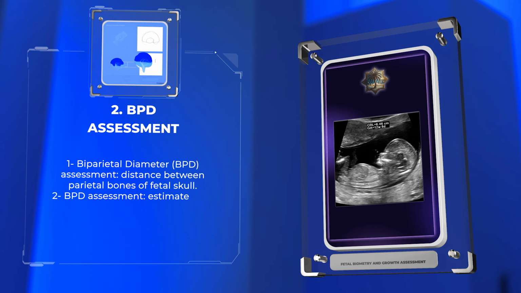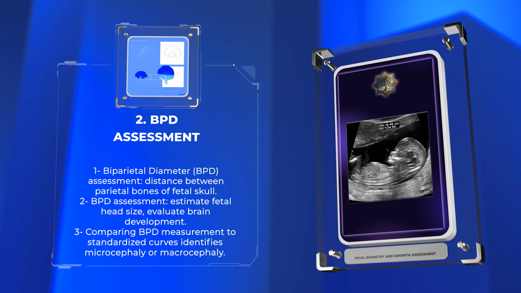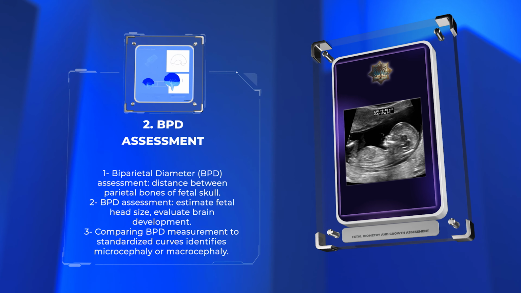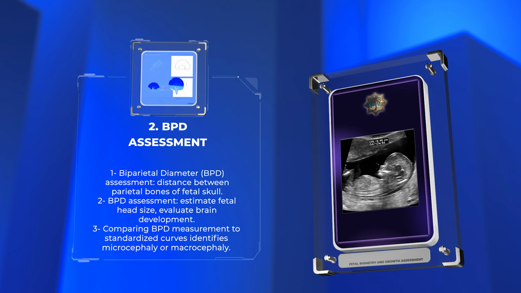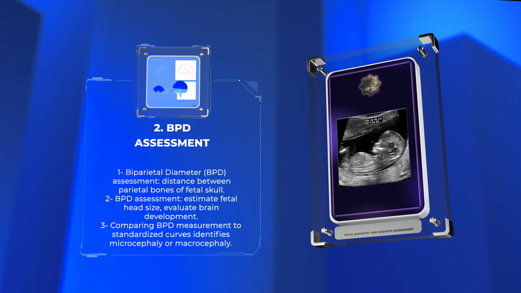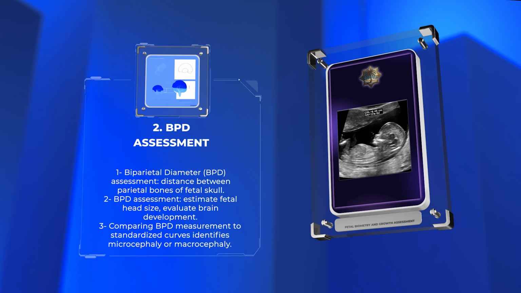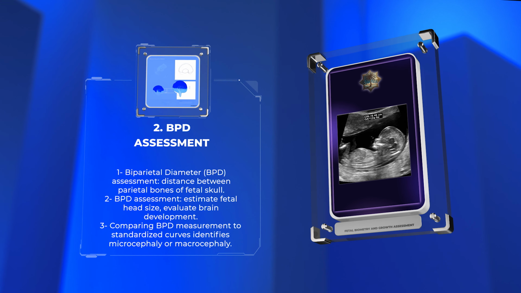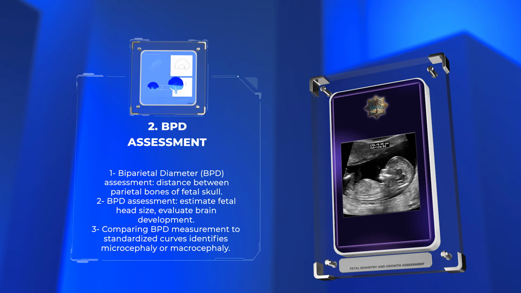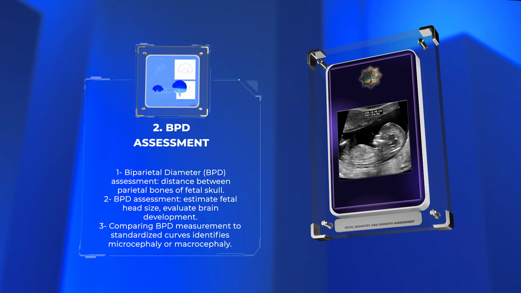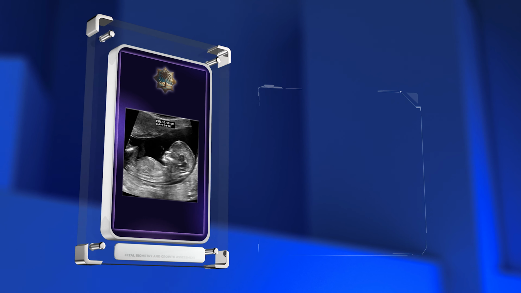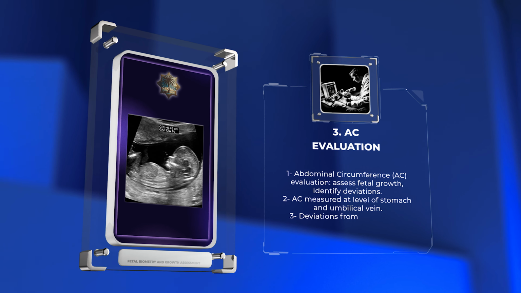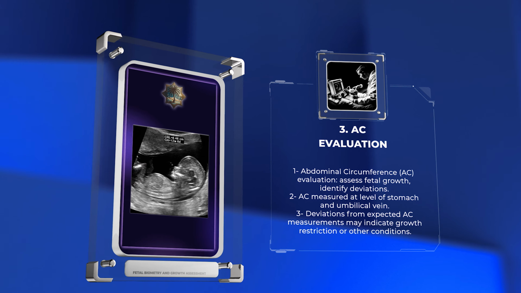Biparietal diameter, BPD, assessment is another critical measurement in obstetric ultrasound. It involves measuring the distance between the parietal bones of the fetal skull. BPD assessment provides an estimate of fetal head size and aids in the evaluation of normal or abnormal brain development. By comparing the BPD measurement to standardized curves, we can identify any potential microcephaly or macrocephaly, which may indicate underlying neurological disorders.